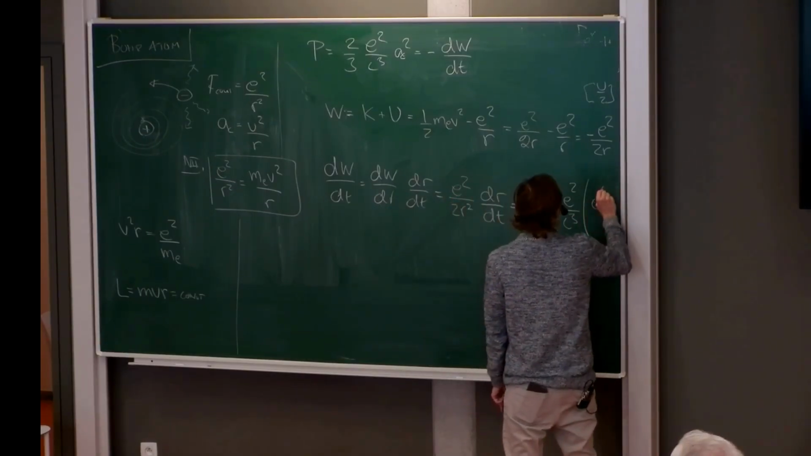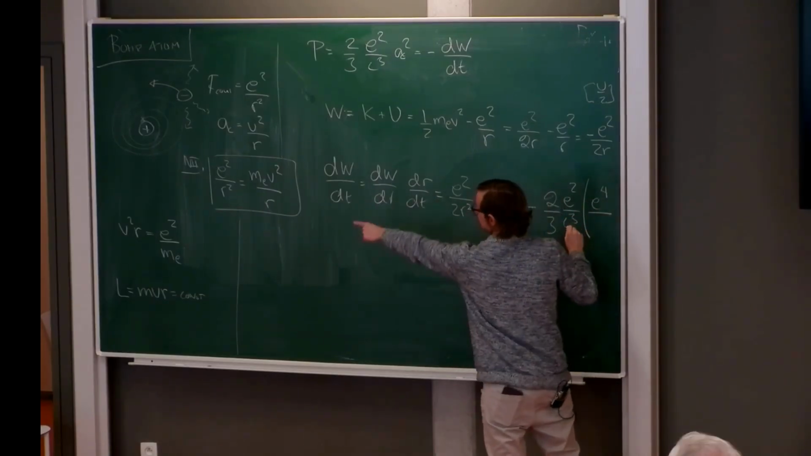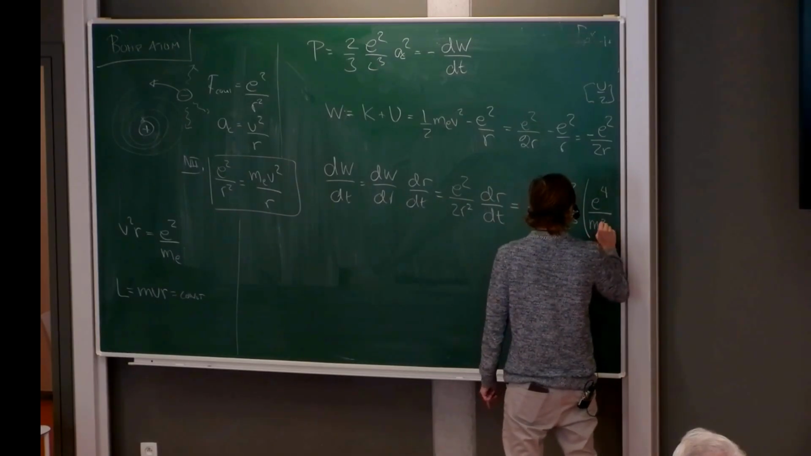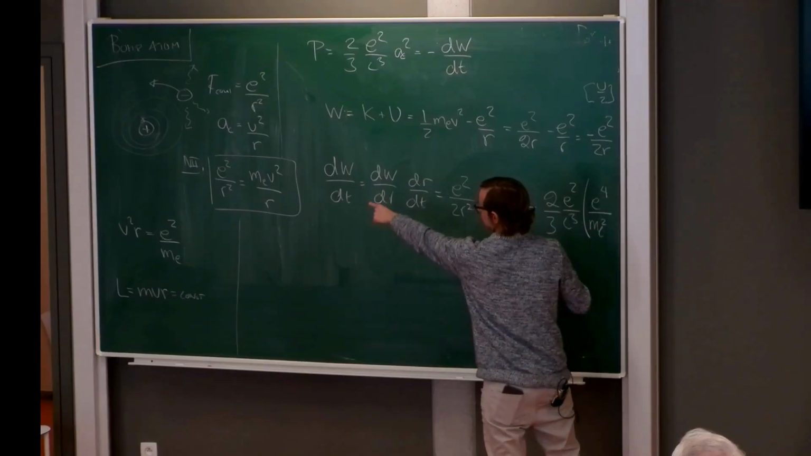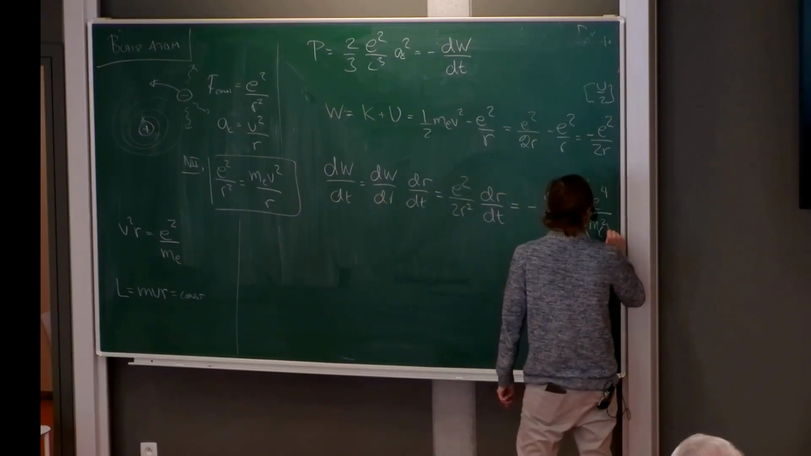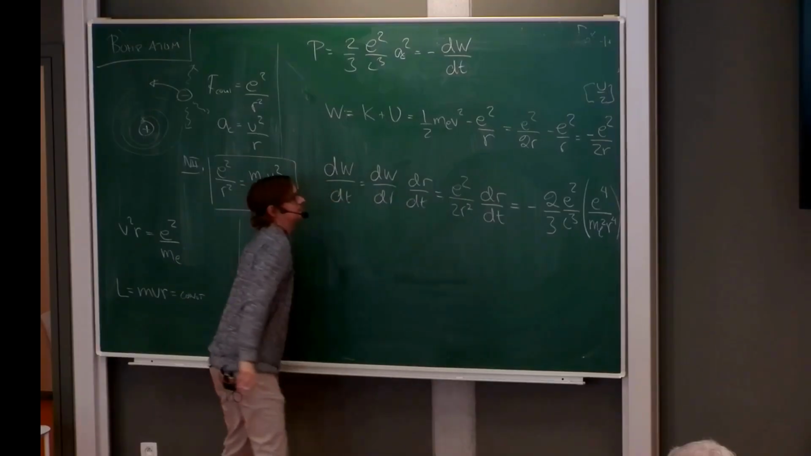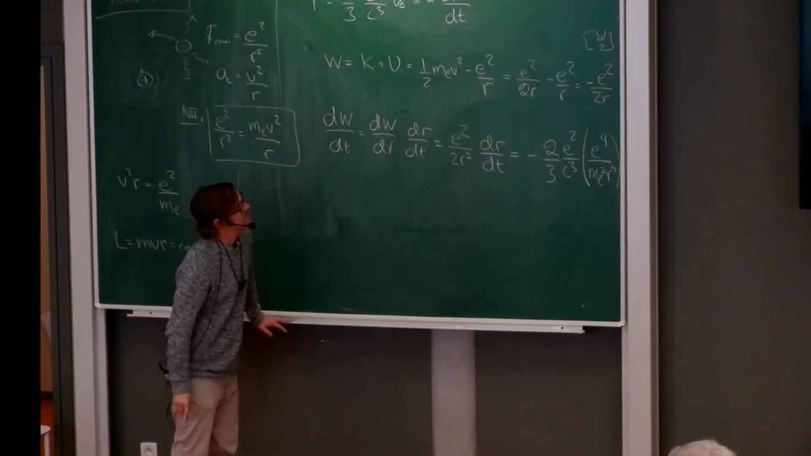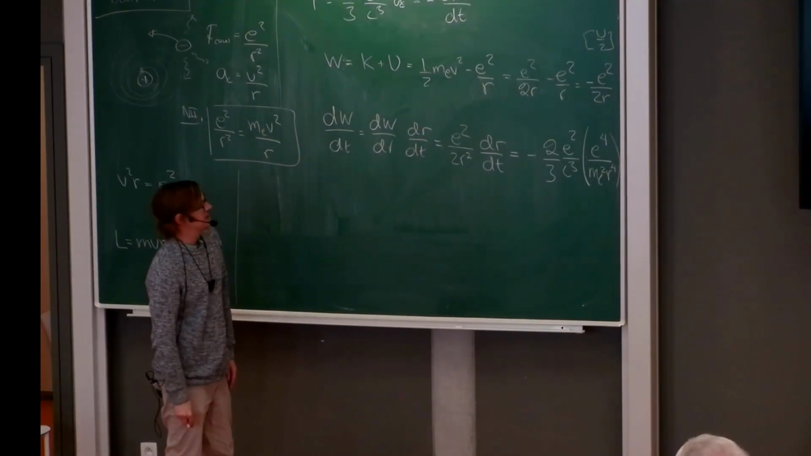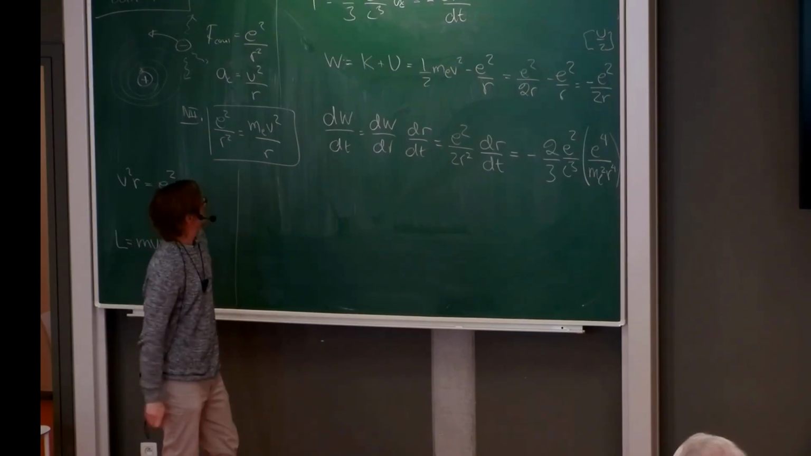So if we take the square, that would be e^4 divided by m_e squared, and then I think we're going to find an r squared there, so it will be r^4 there. Okay, so now we have a nice, simple differential equation that we can solve for t and r, right?